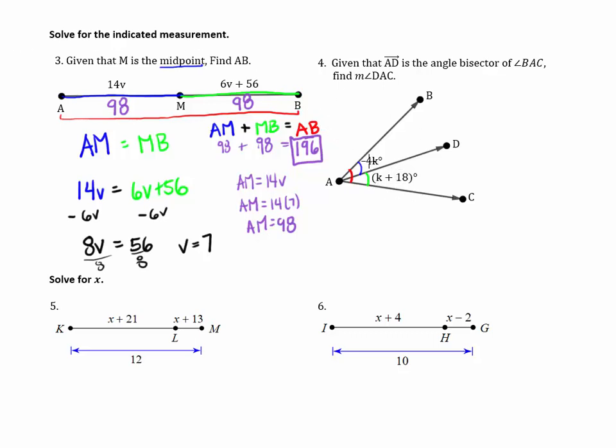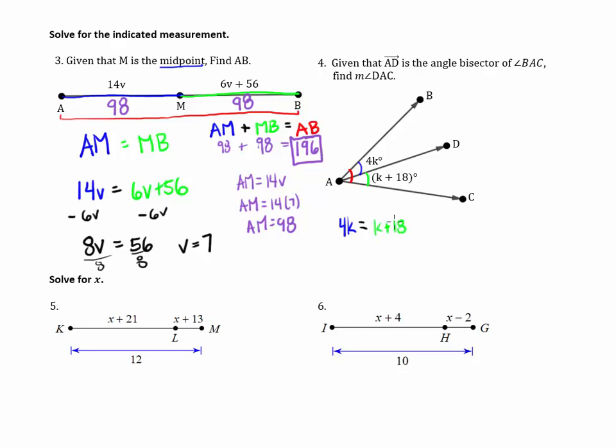All right. So we know we need to come up with some sort of equation. We've got to figure out what K is. And so to solve for K, we've got to come up with an equation, something that is equal to something else. It's what we did over here on this one. We needed to find V, so we needed to come up with some equation. So we decided that 14V had to equal 6V plus 56, since M was the midpoint and these had to be the same size. Well, we're going to do the same thing over here. This blue angle has to be equal to the green angle because this ray AD is a bisector. So let's say that 4K has to equal K plus 18. And now we've got an equation.